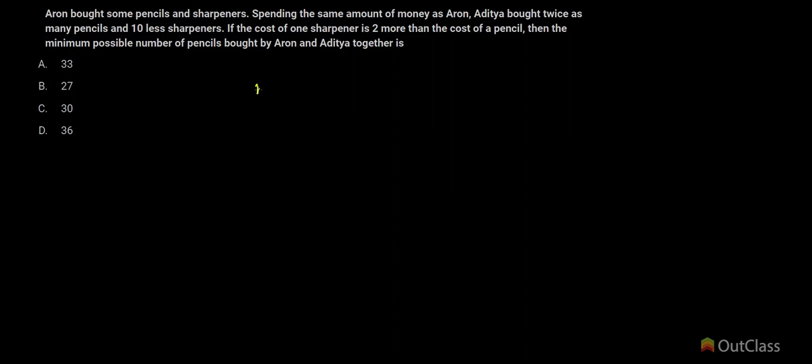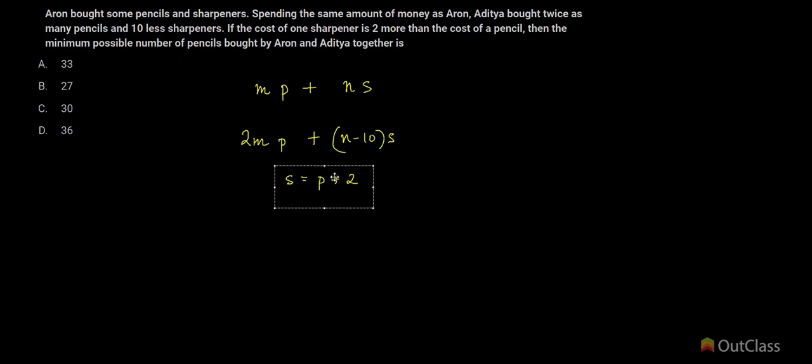Let's say the first guy bought m pencils. M is the count. I'm taking P as the cost of a pencil, and then he bought n sharpeners. So the amount of money he spent would be MP plus NS. The second guy bought twice as many pencils and 10 less sharpeners. Now it is given the sharpener is 2 more than a pencil, so S is P plus 2. You have these equations and 4 variables. Not fully resolvable, but there will be some minimum that you can find with the integer constraint.